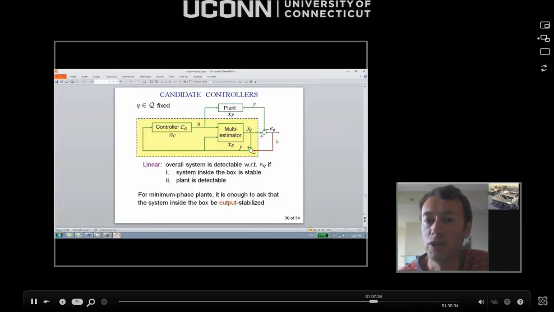So we tend to use specific controllers with a view towards showing detectability. But as long as you're able to show the detectability property, as far as I can think, it doesn't matter what type of control you use. So this result is sufficiently high level that it can accommodate your favorite controller as long as you can somehow fit it into the framework we have for showing detectability.